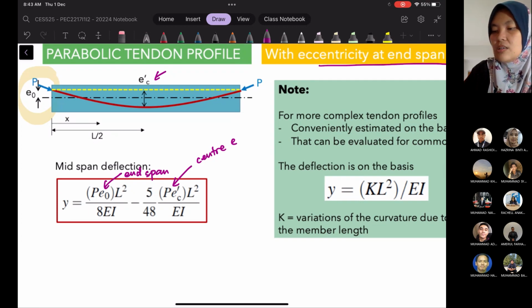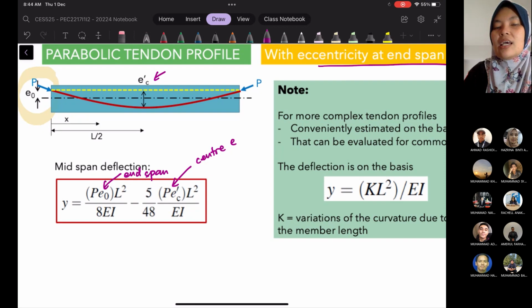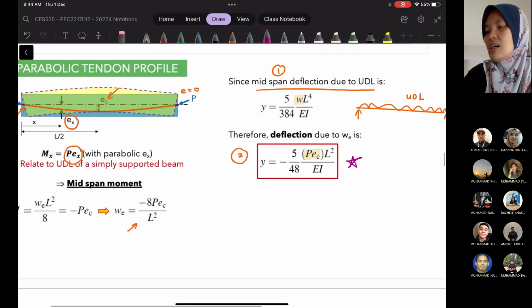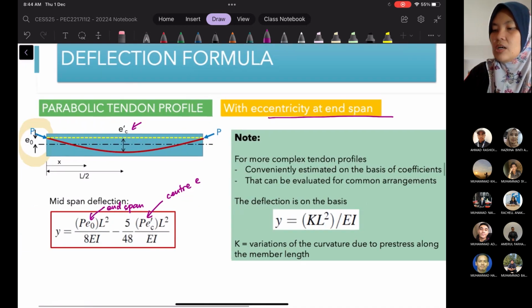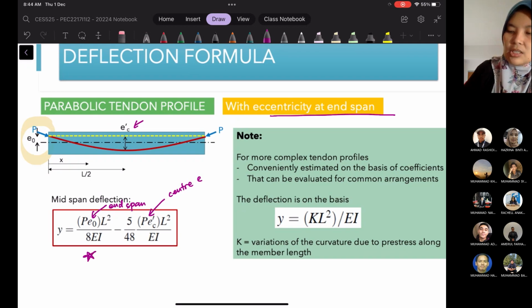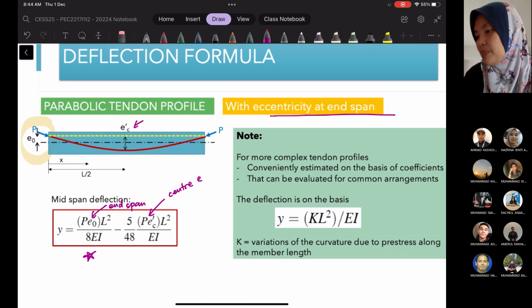So the equation will be two equations. One is considering PE naught L square over 8EI, and then another one is minus 5 over 48 PE prime C L square over EI. So we are going to consider another two values. For the earlier one, we only calculated the 5 over 48 term. However, for this one, we are going to have this extra portion, where we have to consider the ends of our beam.